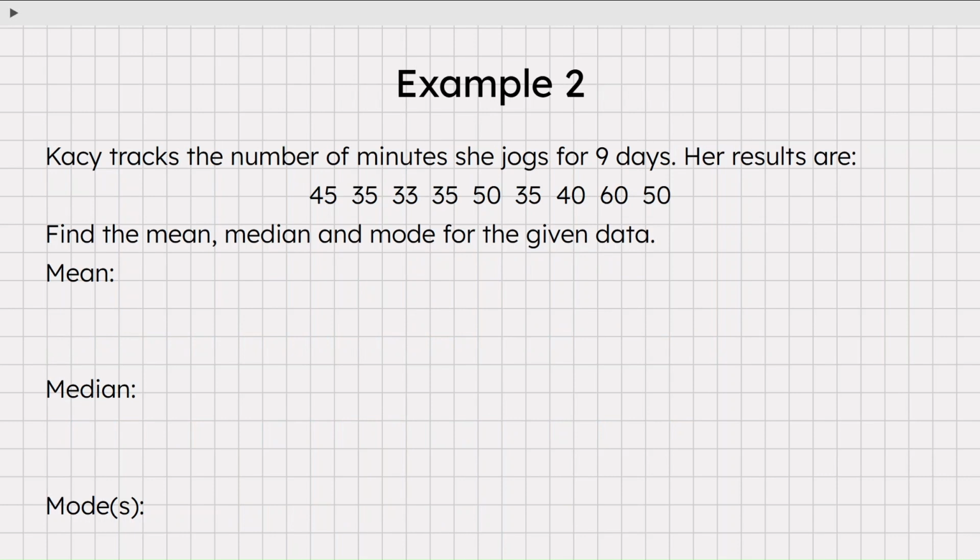For example 2, Casey tracks the number of minutes she jogs for 9 days. Her results are given here. Find the mean, median, and mode for the given data.